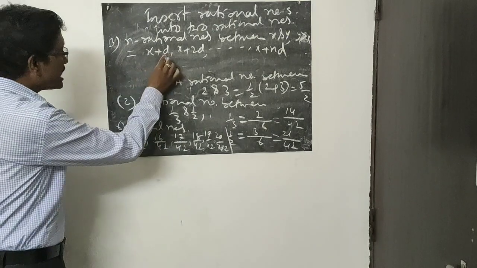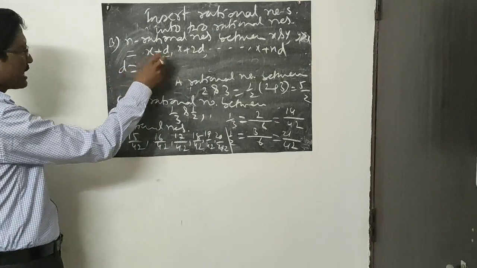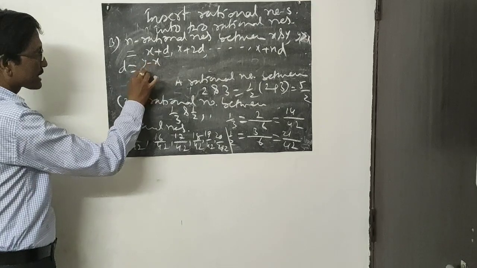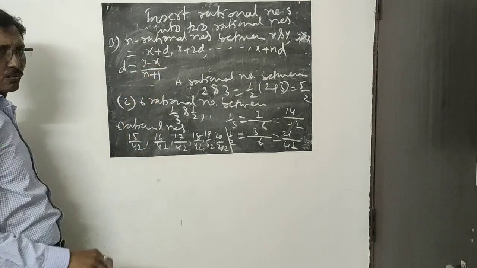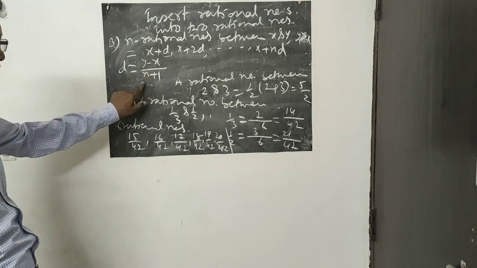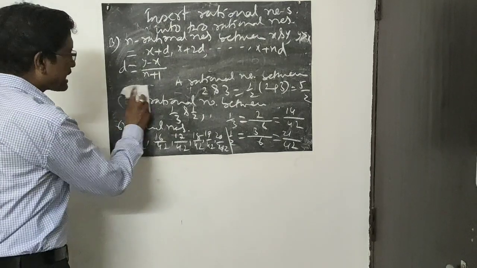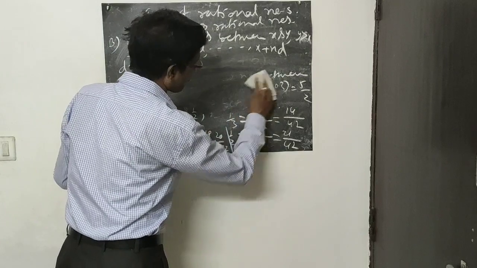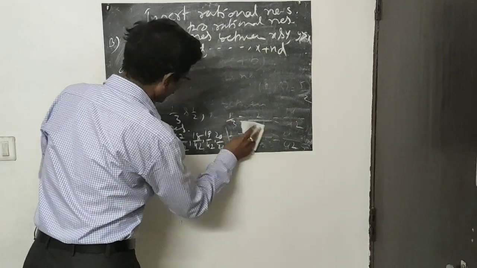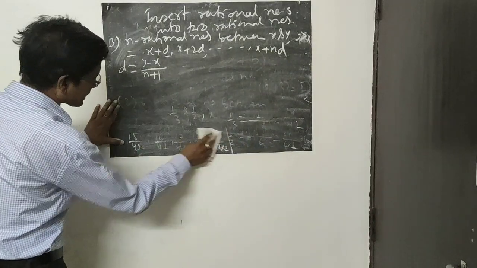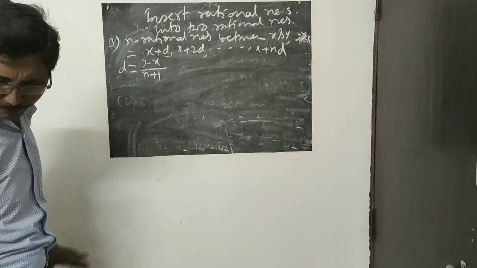Means d is what here? d means here (y minus x) by (n plus 1). y minus x by n plus 1. So in this way, any number of rational numbers you can represent. For example, what we have discussed there, that also you can do.